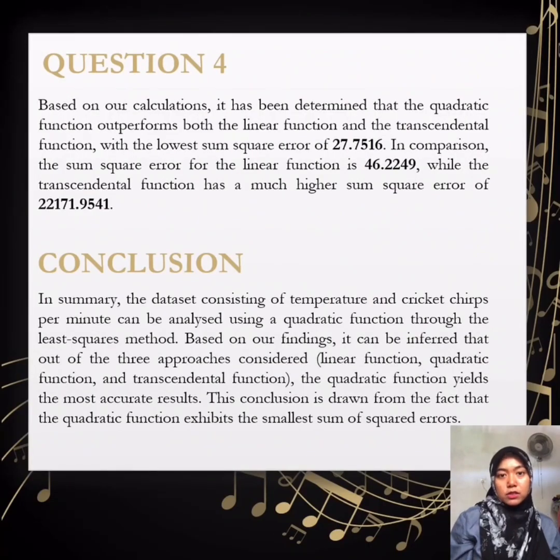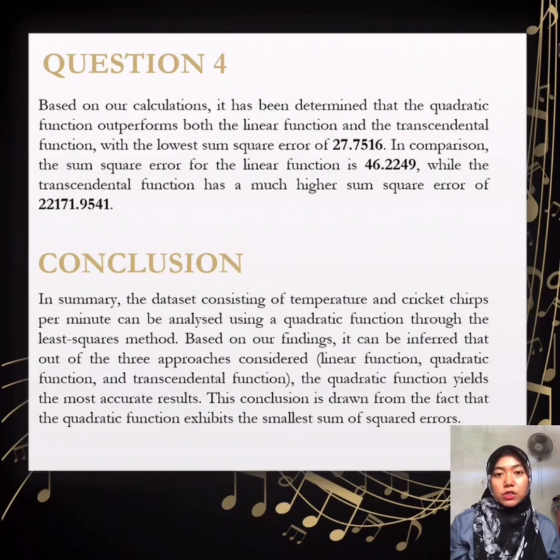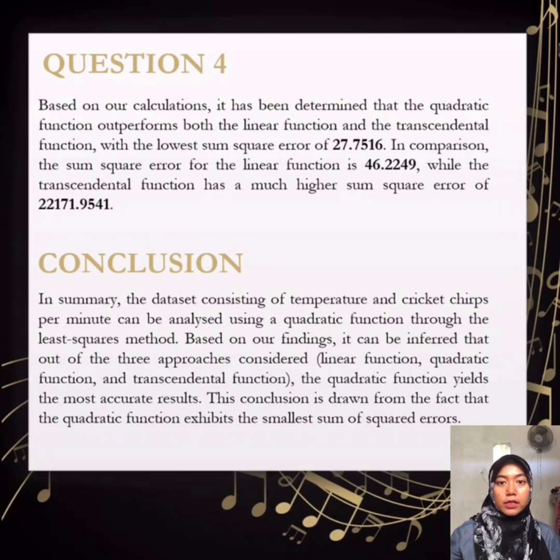Based on our calculations, it has been determined that the quadratic function outperforms both the linear function and the transcendental function, with the lowest sum square error of 27.7516. In comparison, the sum square error for the linear function is 46.2249, while the transcendental function has a much higher sum square error of 22171.9541.